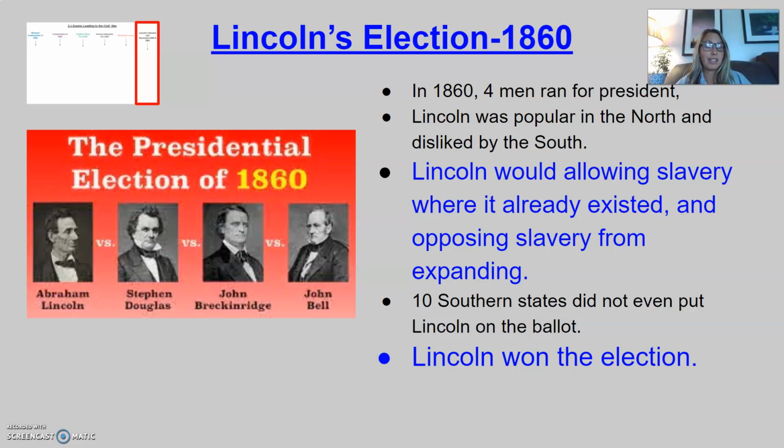There were 10 southern states that didn't even put Lincoln on the ballot. Again, we're talking about unfair elections or elections that aren't the same across the board because Lincoln's name was not even on the ballot. Lincoln did end up winning the election, which the South was not happy about.